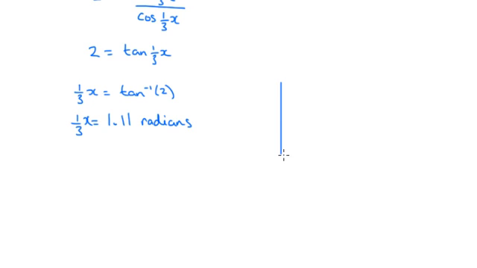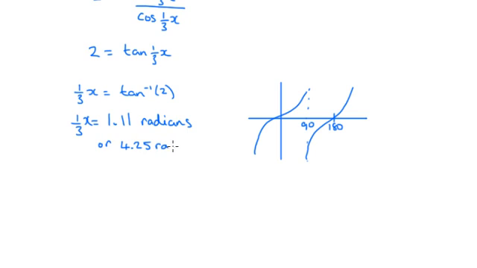But for the tan graph, because we know we're expecting 2 values, in order to get the second value for tan, it repeats every 180 degrees. So that's pi radians, so if we add on pi to that, we get 4.25 radians. But that's for a third of x.